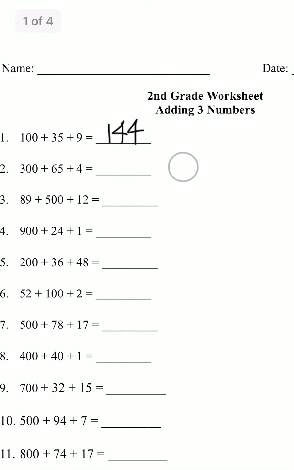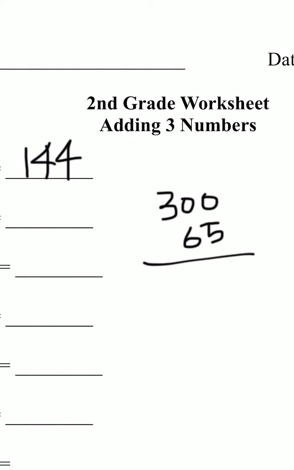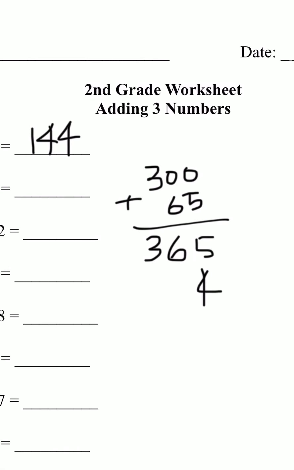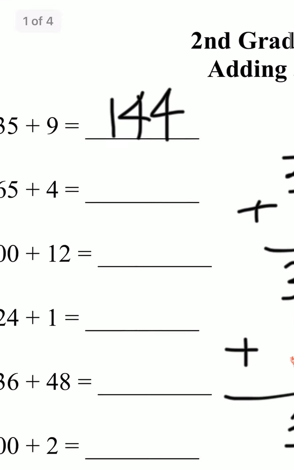Now let's try number 2. We have 300 plus 65 plus 4. 300 plus 65. So 5 plus 0 is 5, and then 0 plus 6. And 3 drops. Now we have to add 4. So 5 plus 4 is 9, and these two numbers are just going to drop. So we have 6 and 3, so 369.